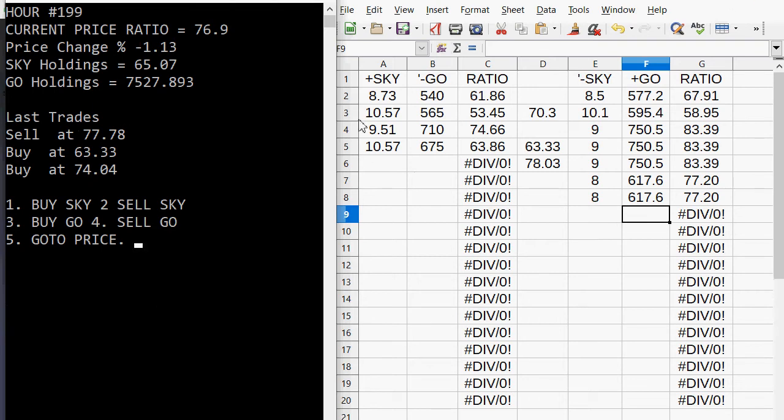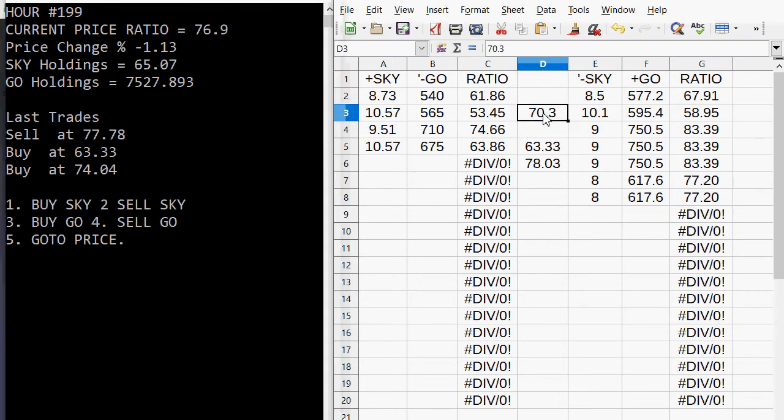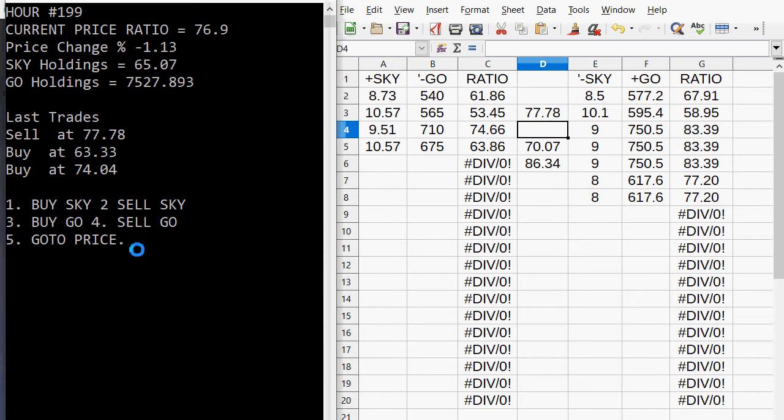Okay, we're on hour 199. Last trade comes in at 77.78. We're looking for it to go down to 70 or up to 86. So 70.07, 86.34. We're on hour 199. It takes 5 hours to do it. And it does an up move to 86. We were looking for 86. It's a standard play.